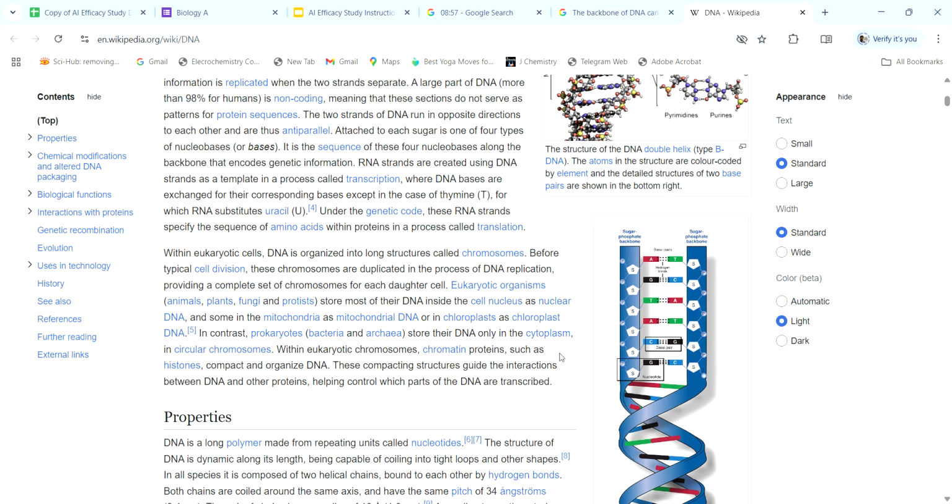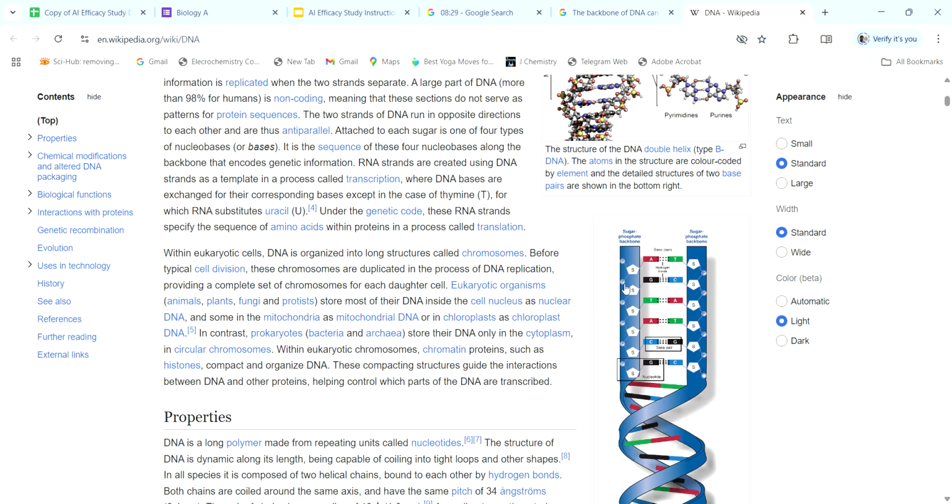In contrast, prokaryotes store their DNA only in the cytoplasm in a circular chromosome. Within eukaryotic chromosomes, chromatin proteins such as histones compact and organize DNA. These compacting structures guide the interactions between DNA and other proteins, helping control which parts of the DNA are transcribed.